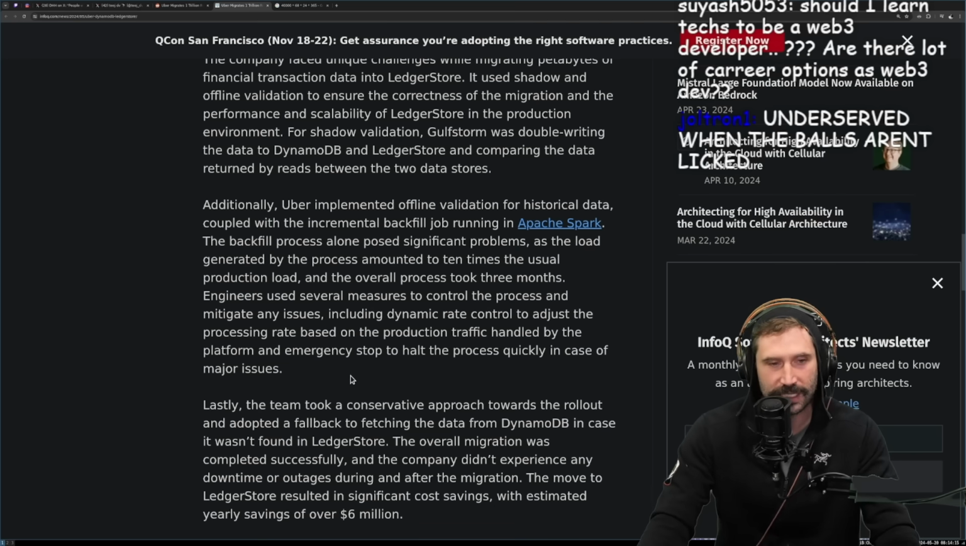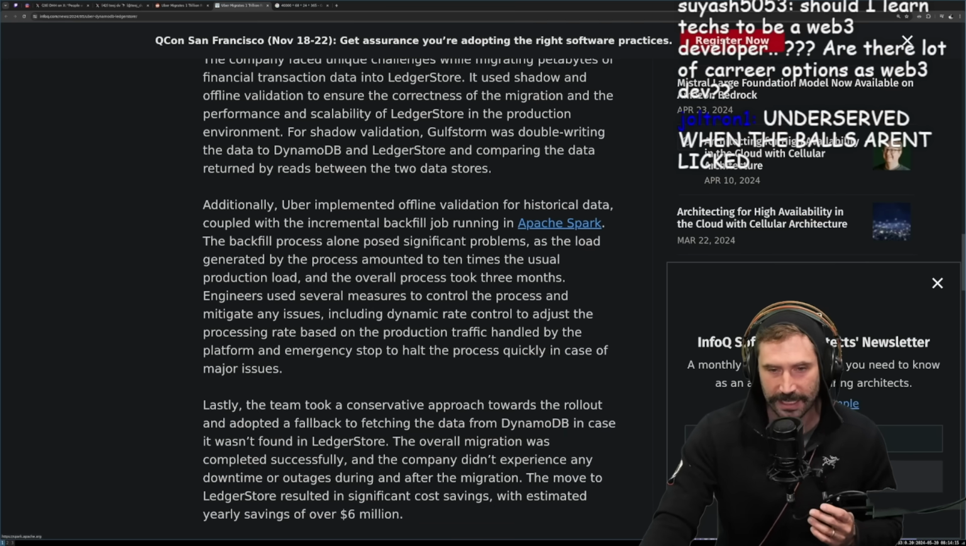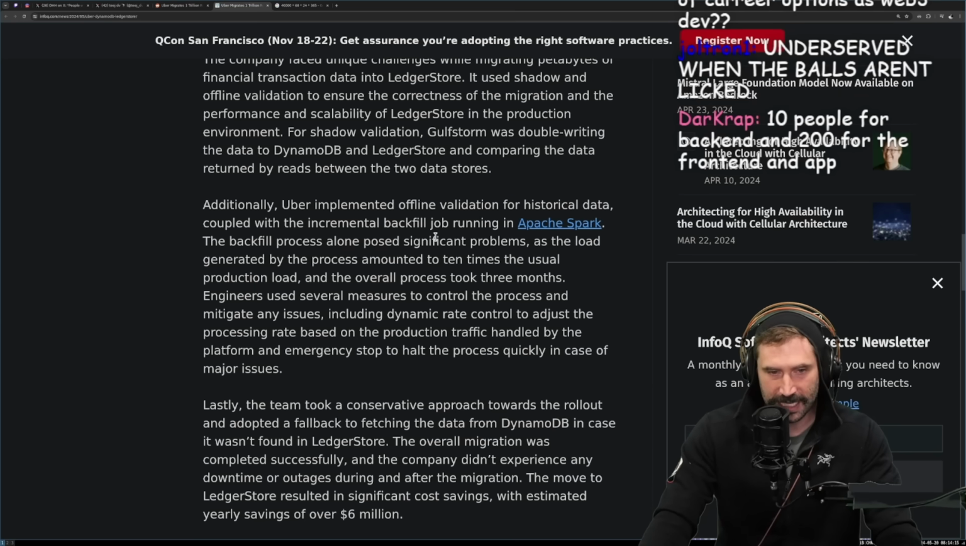It can be so frustrating. Additionally, Uber implemented offline validation for historical data coupled with the incremental backfill job running in Apache Spark. The backfill process alone posed significant problems, as the load generated by the process amounted to 10 times the usual production load, and the overall process took 3 months.